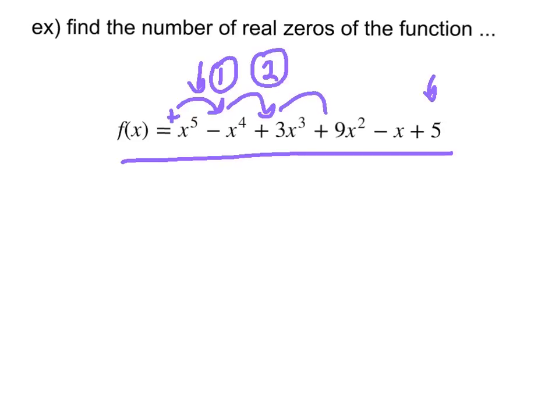We go from plus to plus. That does not change signs. We go from plus to minus. That does change signs. We have 3 sign changes. And then it goes from negative to positive again. That is a fourth sign change.